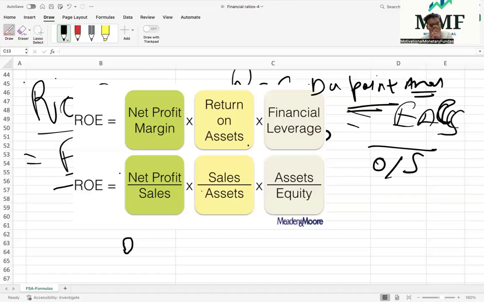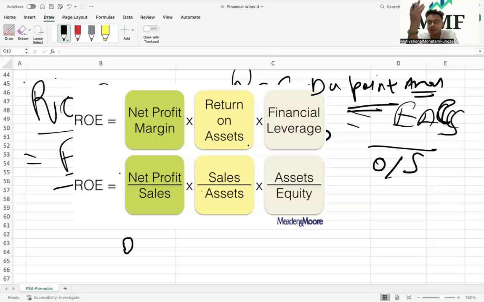By top line we mean the sales, right? If we talk about the profit and loss statement, the top line of the business is the sales, and the bottom line is the profitability. The profit after tax is the bottom line. EBIT is not the bottom line. Some people tend to get confused whether the bottom line is PAT or EBIT. PAT is the only bottom line.